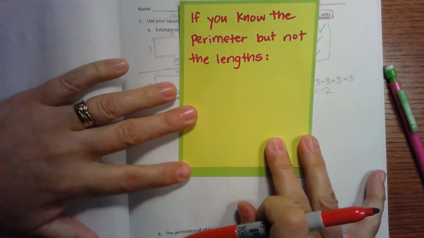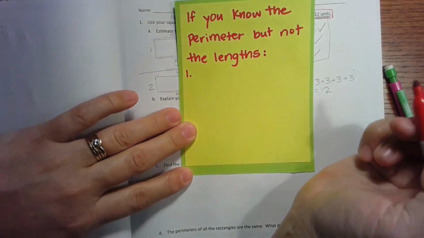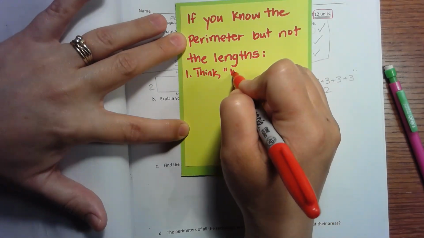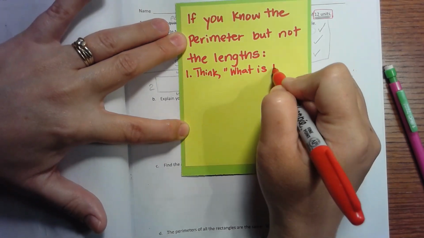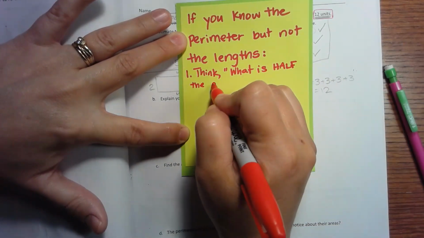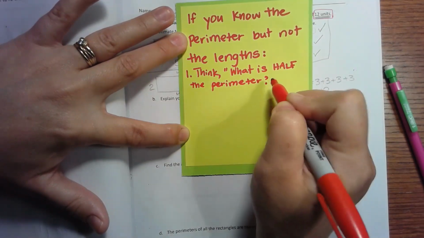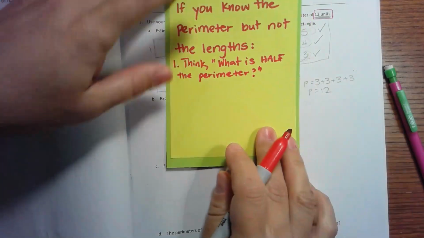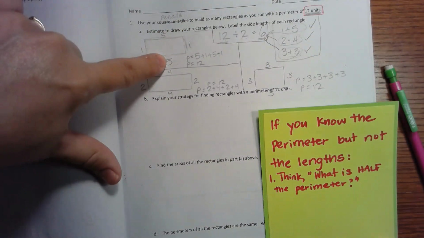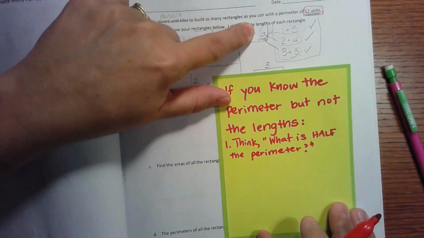So if you know the perimeter but not the side lengths, here are some quick things you can do. Think to yourself, what is half the perimeter that they give? What is half of it? Perimeter. We split it in half. We split it in half because then we'll know 2 of the side length possibilities. So when we split it in half, we saw, okay, it's 6. That's the first step. Split it in half.